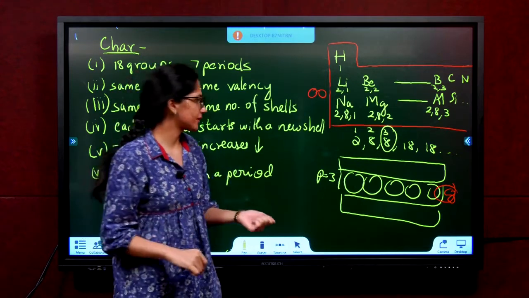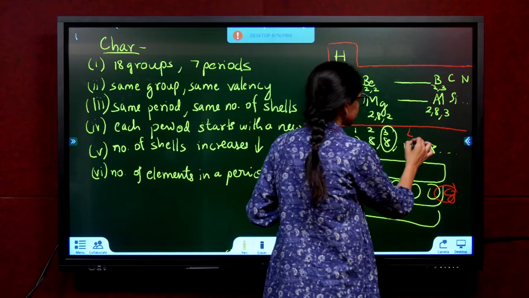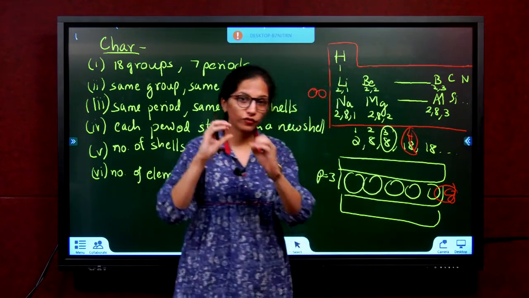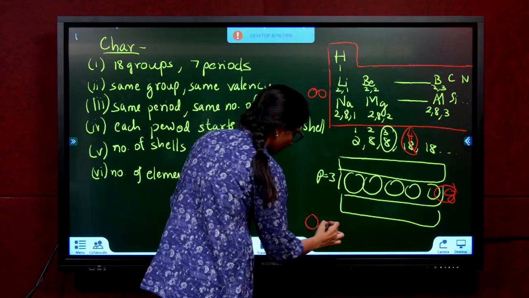So, 8 possibilities. Now, let us talk about the fourth shell. Fourth shell has 4 circles to fill. You have 4 blanks.